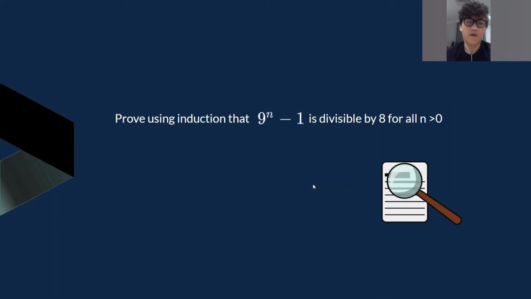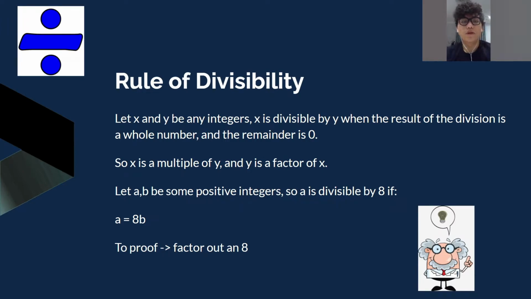Okay, so now the problem is that we need to prove that 9 to the power of n minus 1 is divisible by 8 for all n larger than 0. Firstly, when I look at this problem, my intuition reminds me of the rules of divisibility, multiples, and factors.